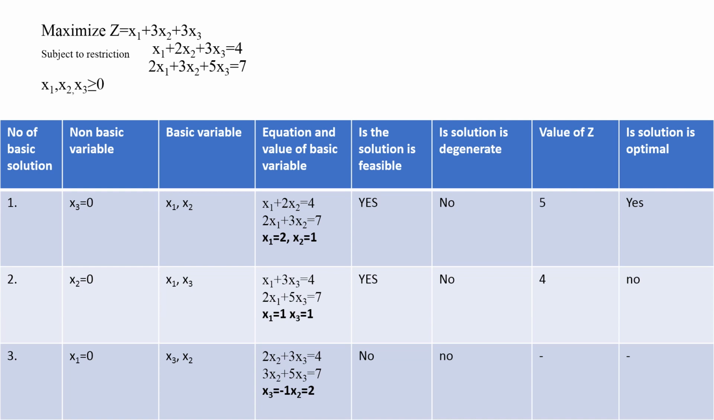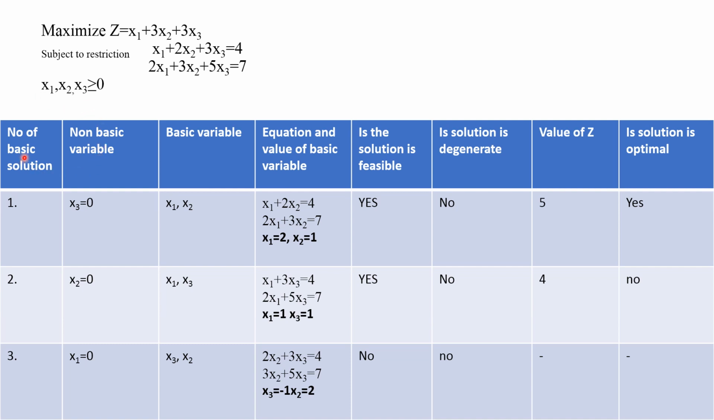Let's check with an example. Maximize z which is equal to x1 plus 3x2 plus 3x3. This is the objective function. Subject to the restrictions: x1 plus 2x2 plus 3x3 equals 4, and 2x1 plus 3x2 plus 5x3 equals 7. Non-negative restriction: x1, x2, x3 are all greater than or equal to 0.